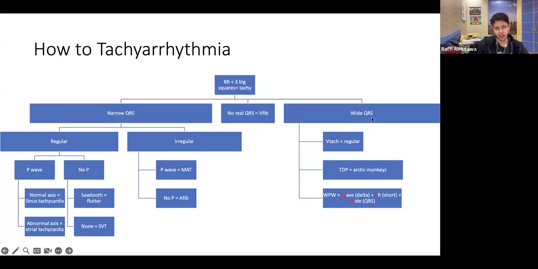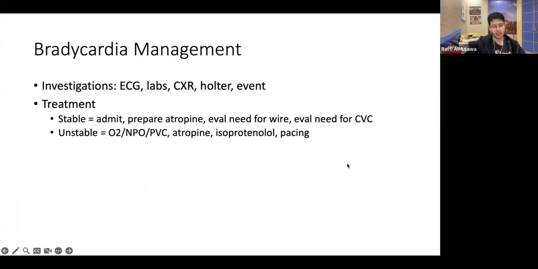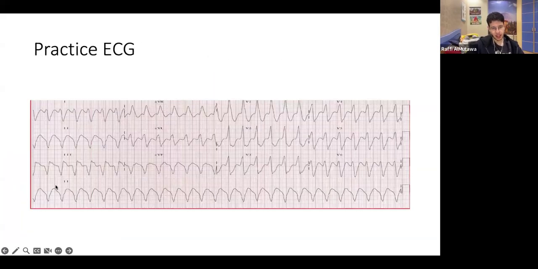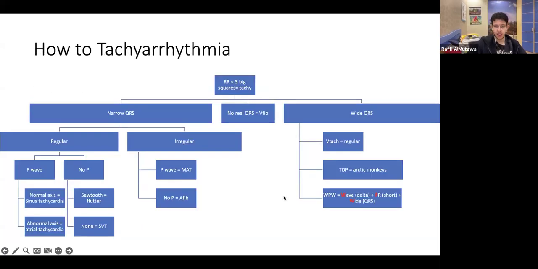Wait, no, go back. Okay, let's say that's for narrow QRS. What about wide QRS? There's three things. If you just see this, for example, and it's just wide QRS, but it's regular, this is ventricular tachycardia. There's no P wave.